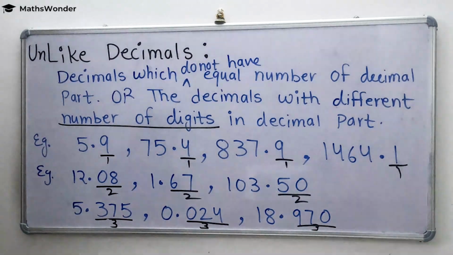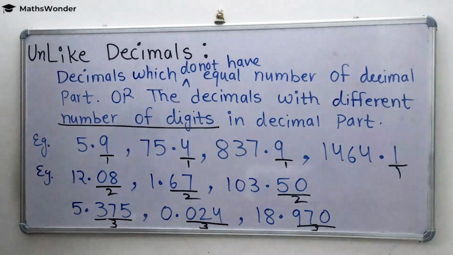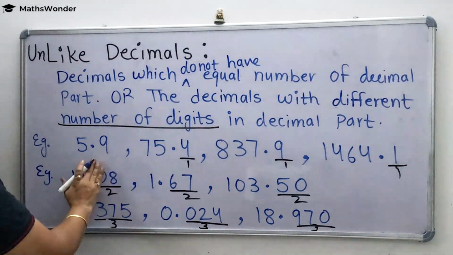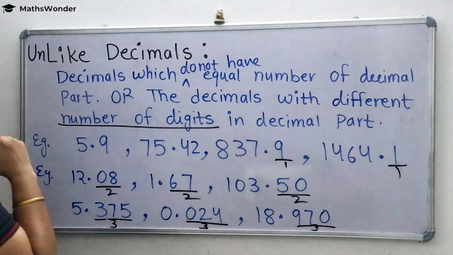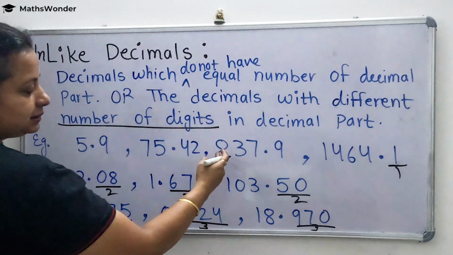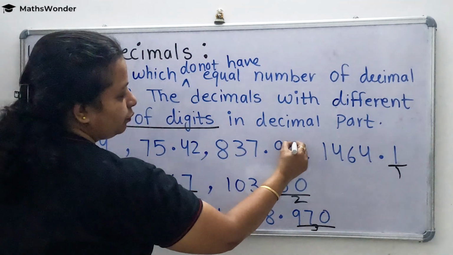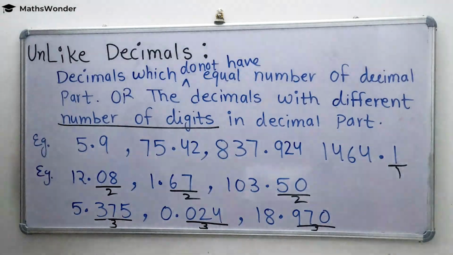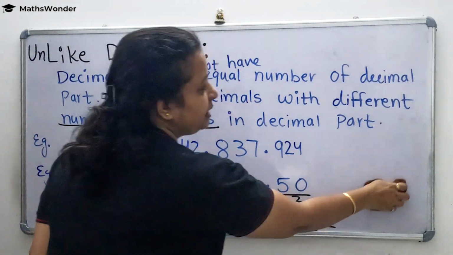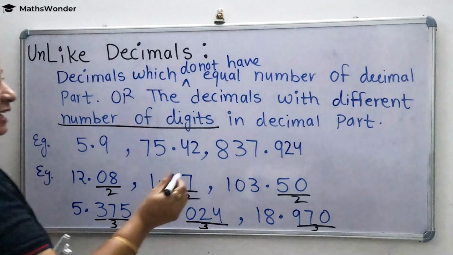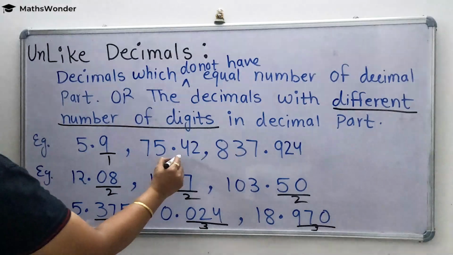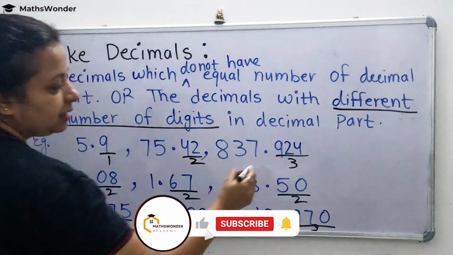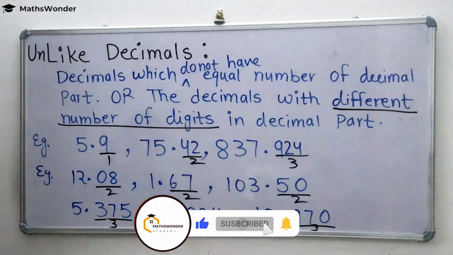Suppose, for example, 5.9, 7.42, and 837.924. So you can see all the decimal parts are different, right? So what is the keyword? Different number of digits in the decimal part. Here is 1 decimal digit, here is 2, here is 3. All are different, so we call them unlike decimals.